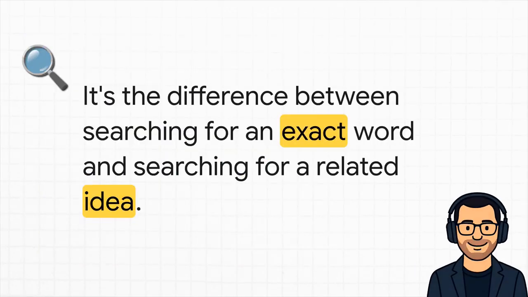Let me put it another way. A traditional database, it's like a spreadsheet. It's amazing for finding an exact match. But a vector database, that's like having a brilliant librarian. You don't have to give them the exact title of the book. You can just describe the concept you're after, and they know exactly where to send you.